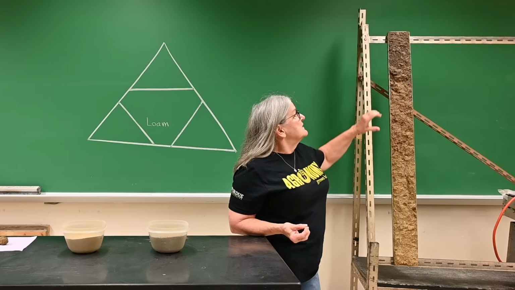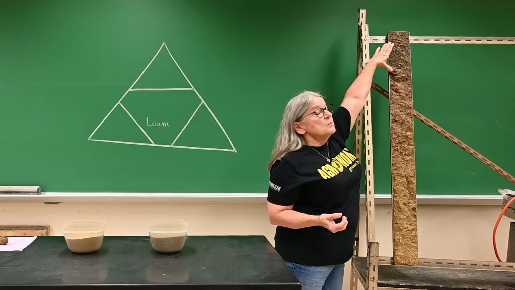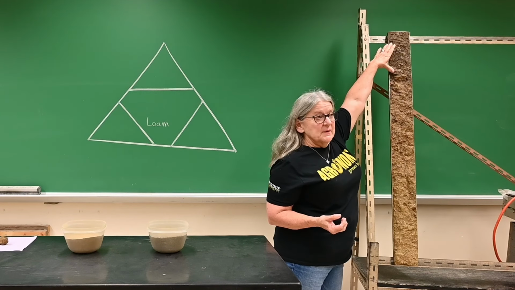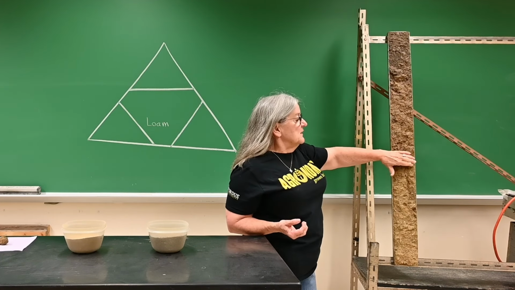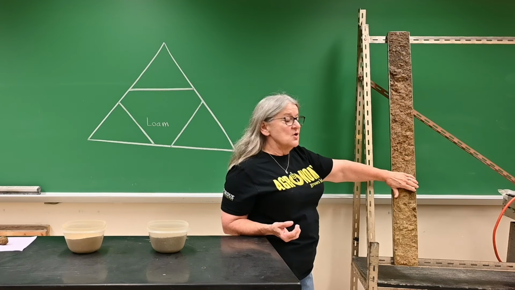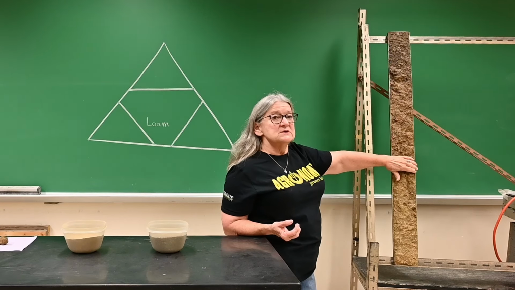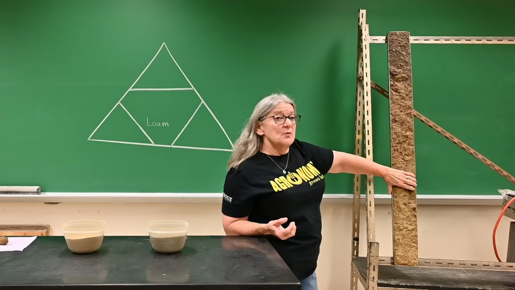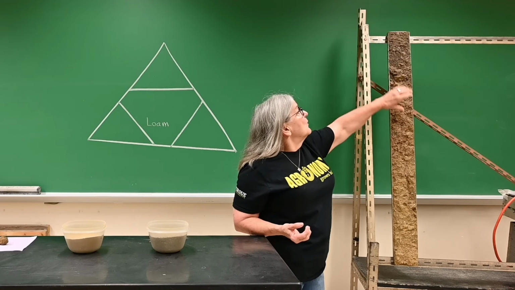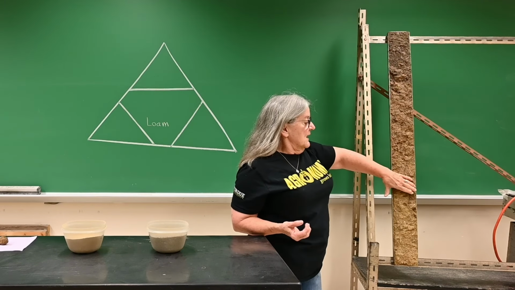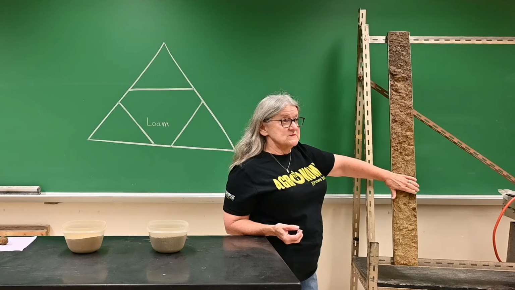Textures will have silt loams or loams at the top, and as we come through, we pick up clay, and we have more clay down here. So we usually have loams at the top and a clay loam at the bottom, or we have a silt loam at the top and a silty clay loam towards the bottom.